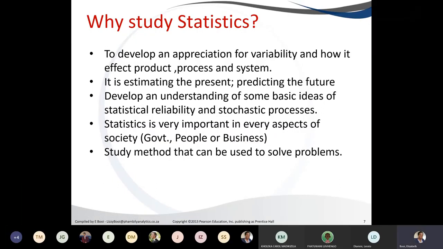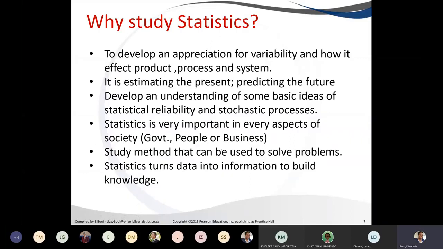Mostly, we use statistics to solve problems. But it doesn't solve problems, it just highlights the areas of concern so that the decision makers can make changes and solve those problems.